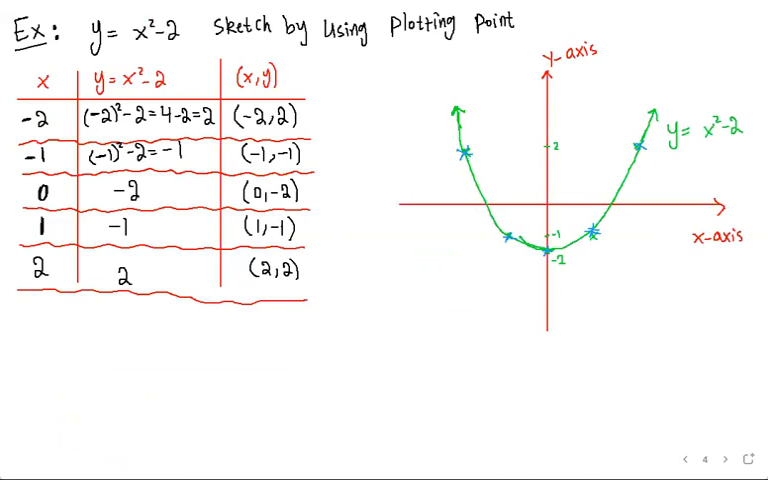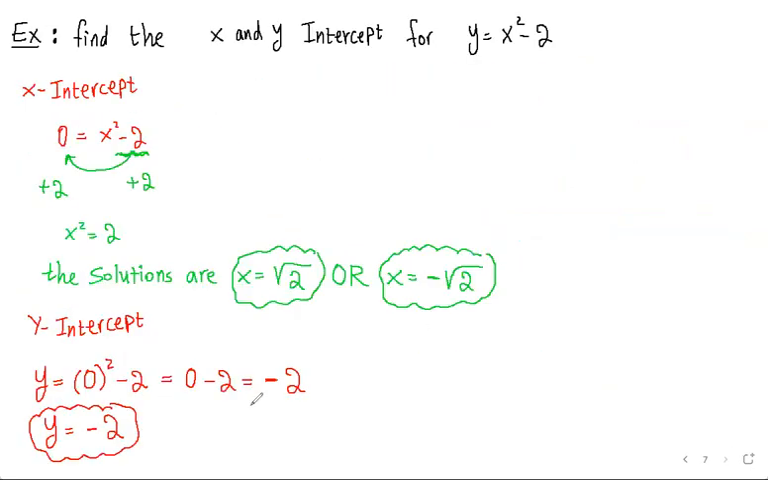Here, this curve intersects the x-axis at minus square root of 2 and square root of 2, and intersects the y-axis at negative 2, this point, negative 2. And this is what happened here. Negative 2, and square root of 2 and minus square root of 2.